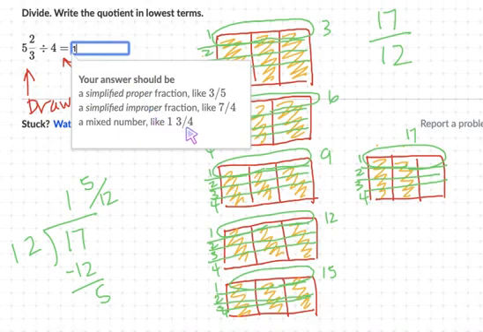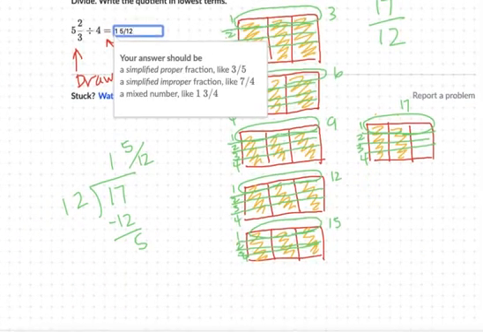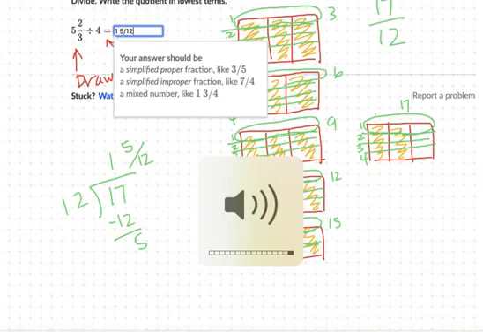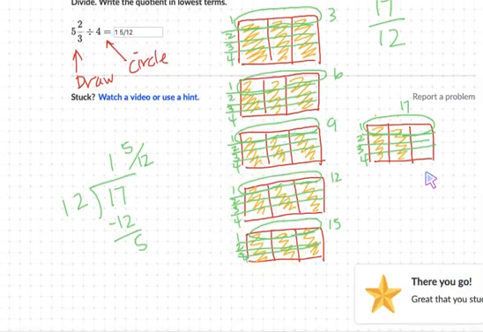They said for a mixed number, you can just put a space between 1 and 5 twelfths. We can't reduce that any further because 5 and 12 can't be reduced. So we're going to go ahead and check that. All right, so that's our correct answer, 1 and 5 twelfths.